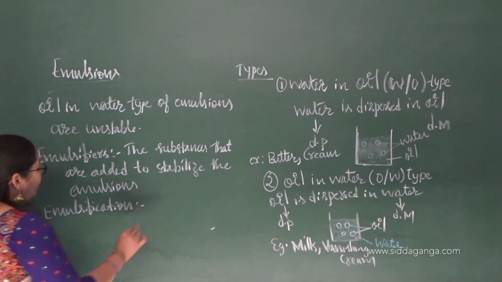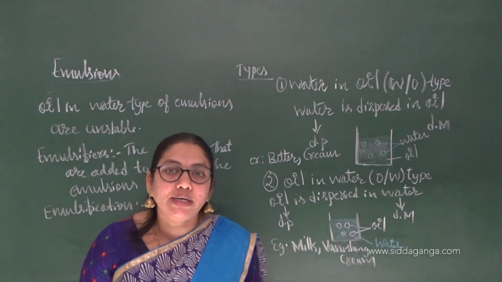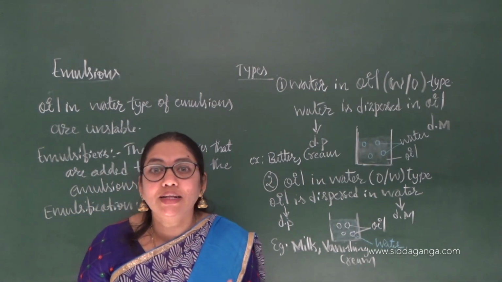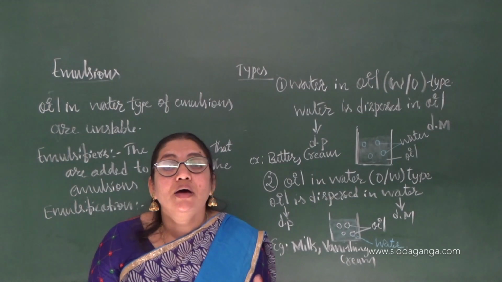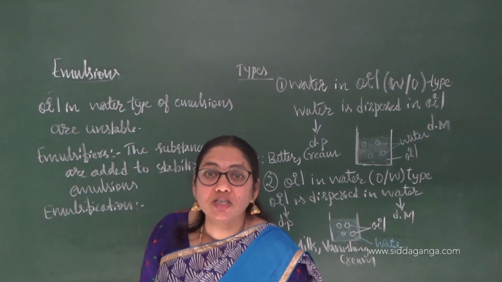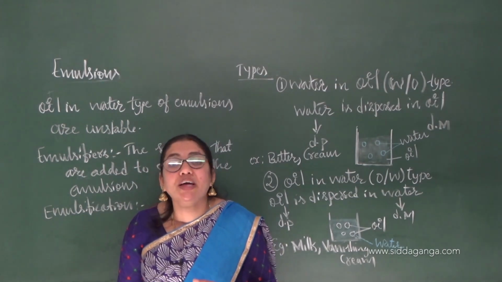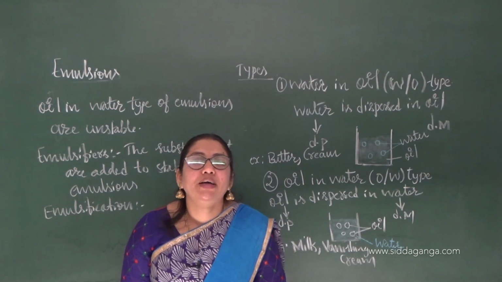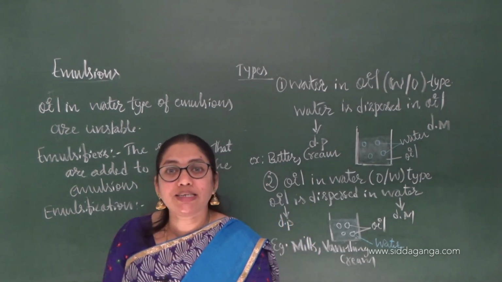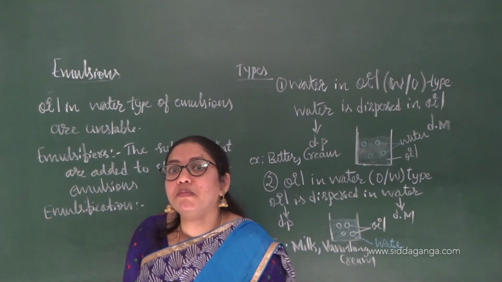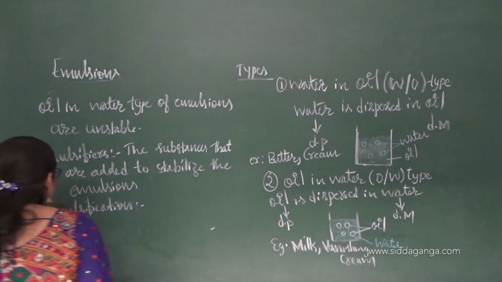You get this phenomenon in biology too: emulsification of fat by bile juice, or bile salts or bile pigments. There you see the emulsification of fats, because fats are insoluble in water, so their digestion is a little bit difficult. They need emulsification before they are converted into simpler molecules and assimilated. They should first be emulsified, and that process is called emulsification.